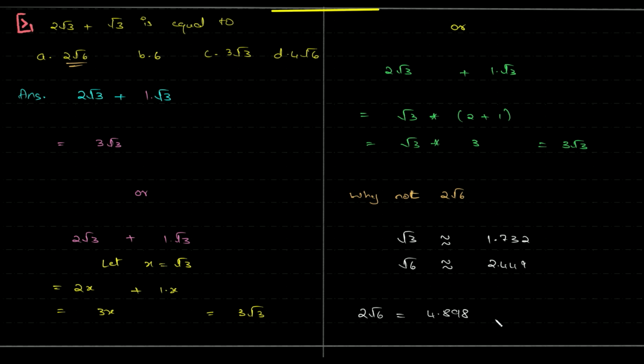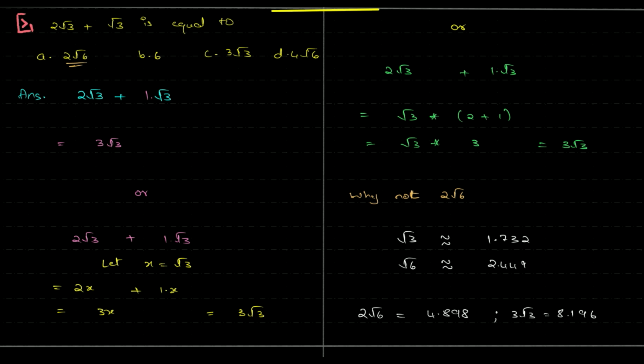And the actual answer is what? 3 root 3. So 3 root 3 is nothing but 3 times of this. So this will be 5.196. So clearly these two are not the same. Is it not? Right? So root of 3 is actually a different value. Root of 6 is actually a different value. You can't add the roots.